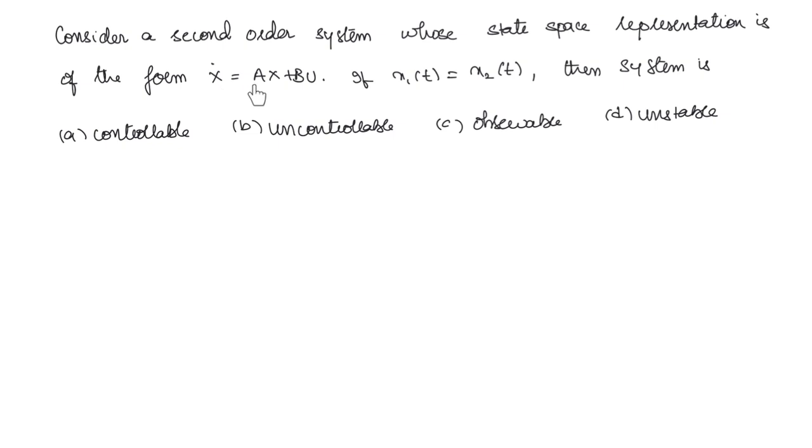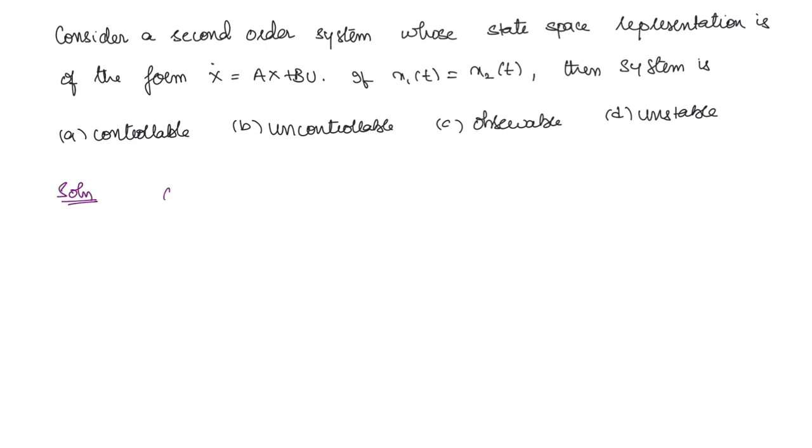The next question: consider a second order system whose state space representation is of the form x dot equal to Ax plus Bu. If x1 of t is equal to x2 of t, then the system is, with options controllable, uncontrollable, observable and unstable. We can see that one of the first two options must be correct, so we will check the controllability, and that will be enough.